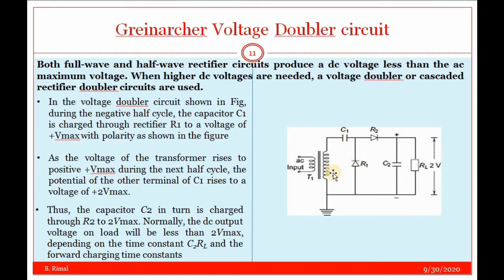I mean to say, in the next half cycle, the voltage across the transformer will be V, and the voltage across C1 will also be V, that are additive, so that C2 will be charged to 2V through R2, and the voltage across C2 appears as the load voltage, that is 2V. In this way, a voltage doubler circuit doubles the voltage.